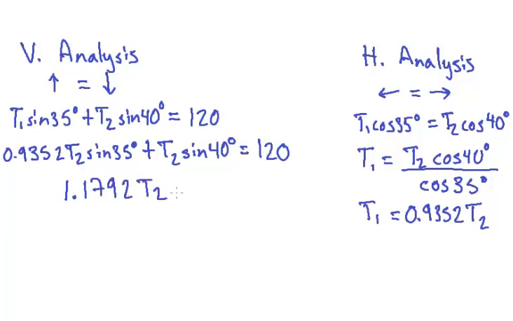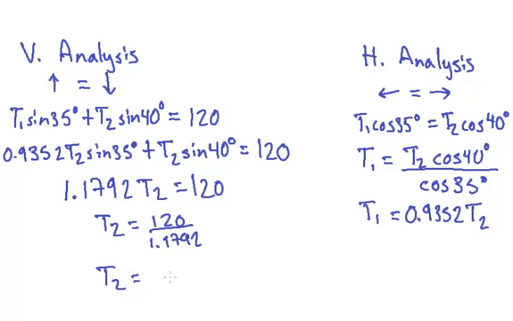And I copy the variable T sub 2. Yes, that will be equal to 120. This kind of like solves everything. I just pass this to divide, and I will have found already T sub 2. T sub 2 will be equal to 120 divided by 1.1792. If I divide that, I will get that T sub 2 equals 101.7639 newtons.